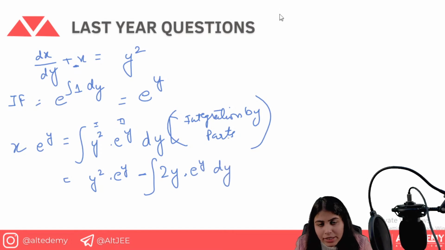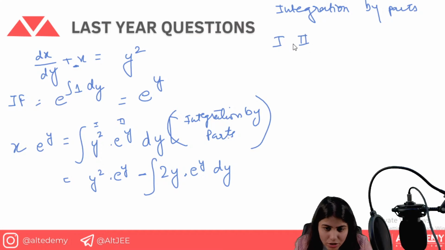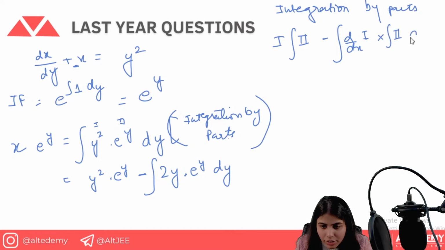So I hope you know the integration by parts formula. Just writing out the formula for a quick recap if you have forgotten. You have first function, you have second function. Second function's integration minus integration of differentiation of first function into integration of second function, in terms of dx if it is in dx form, if it is in form of dy then dy. Okay, simple. It was an integration by parts recap. I have done this in the integration webinar.